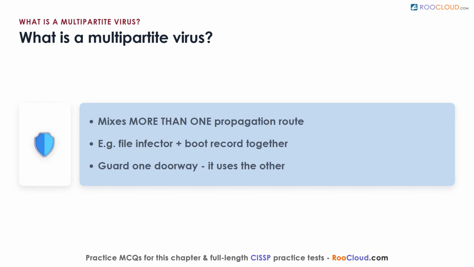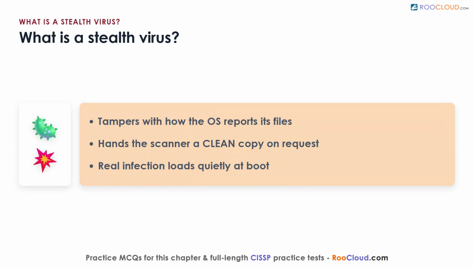Think of a burglar who brings both a lockpick and a ladder, so a bolted door alone will not stop them. What is a stealth virus? This one lies to the operating system to cover its tracks. A stealth virus tampers with how the system reports its own files. When the scanner asks to inspect an infected area, the compromised operating system hands back a clean, virus-free copy instead of the truth. The scanner sees exactly what it expects and moves on, while the real infection loads quietly at boot. Picture a dishonest clerk who keeps 2 ledgers, showing auditors the tidy one, while the real accounts stay hidden.